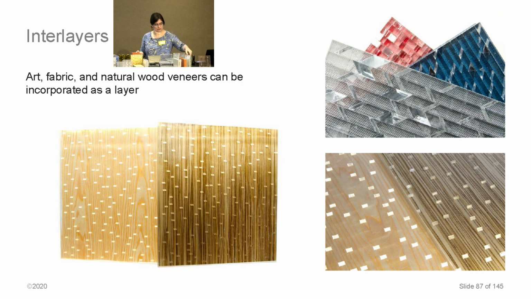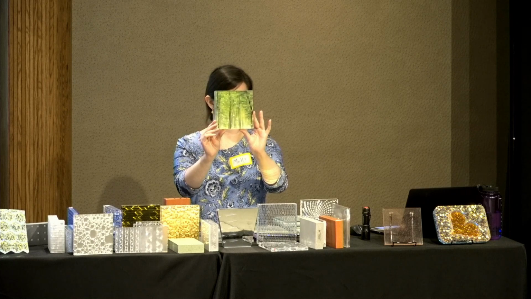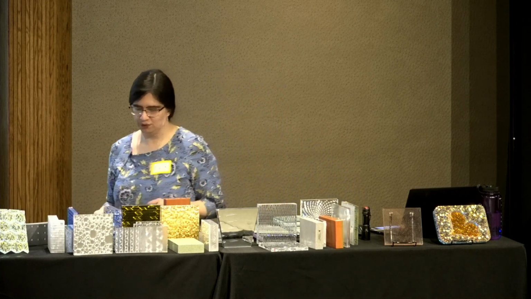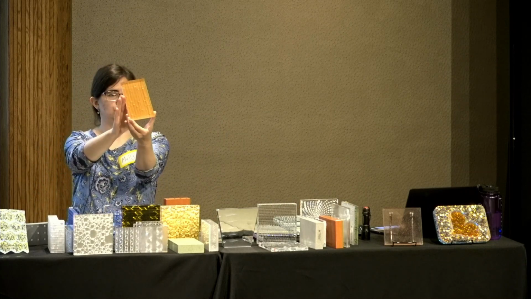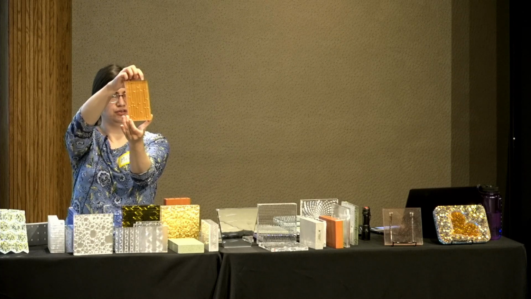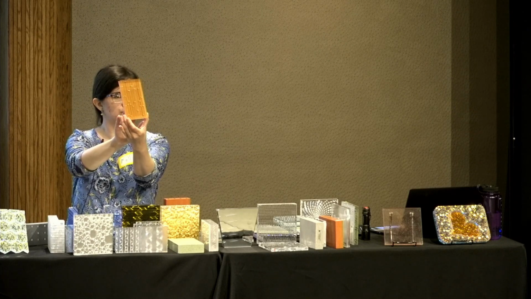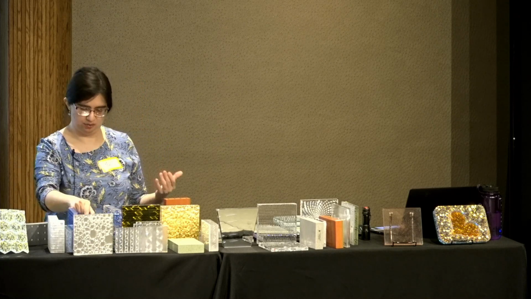Interlayers, I showed you this one way back at the start. You can incorporate artwork into the materials to create different aesthetics. You can also do interlayers such as wood veneers. So real wood placed into the material, sort of like a little tiny slice put into the layers. Fabrics, smart film, you can do all kinds of different interlayers to create those effects.